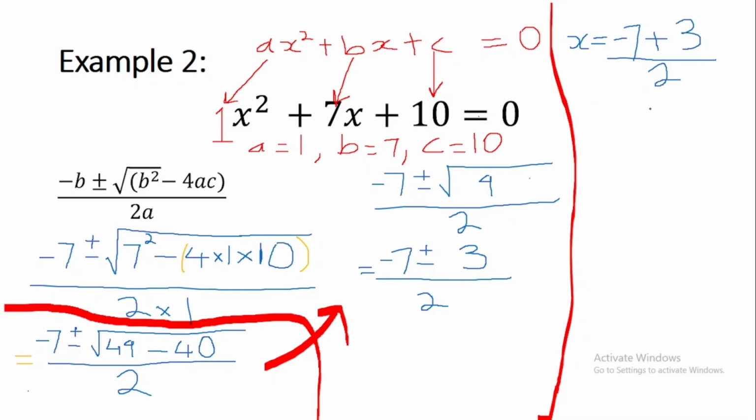So we're going to find that first, and then we're going to find what negative 7 minus 3 is going to be. So negative 7 plus 3 is going to be equal to negative 4. So that's negative 4 all over 2. Negative 4 divided by 2 is going to be equal to negative 2. So x is going to be equal to negative 2.